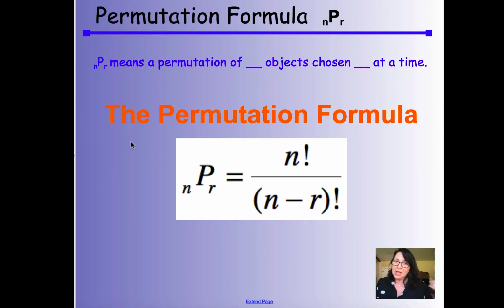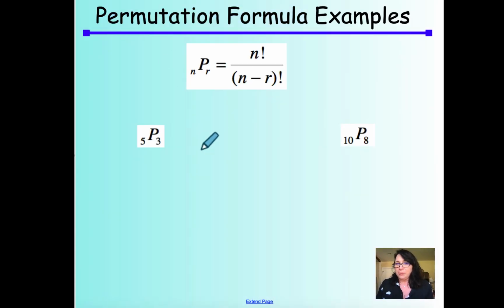Oh, by the way, given this formula, nPr, this says n permutations of r. So the way you would find this is n factorial over (n minus r) factorial. And again, of course, this is n objects taken r at a time. So that's our permutation formula. So I have 5 permutations of 3.